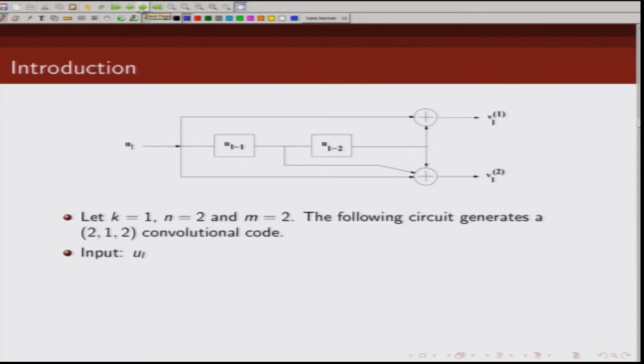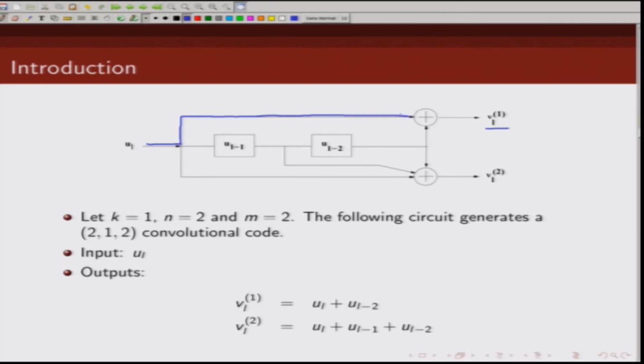So, as we said, the input is u_l and the output is v_l^(1) and v_l^(2). And how do v_l^(1) and v_l^(2) depend on u_l and the past values? This is given by the interconnection. We can see v_l^(1) depends on input u_l as given by this, and it depends on u_(l-2) as given by this link. So, v_l^(1) is given by u_l and u_(l-2). It depends on the current input and the input which was there 2 time instances earlier.